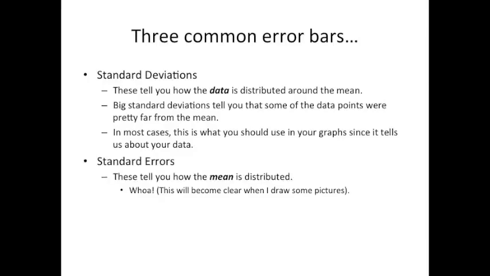The second type of error bar comes from standard errors. These tell you how the mean is distributed, not just the data, but the means, which sounds crazy, but it'll become clear once I draw some pictures. The third common type of error bar are confidence intervals, and these are related to standard errors. Confidence intervals will be explained more in a future StatQuest. Since this StatQuest is all about standard errors, that's what we're going to talk about.